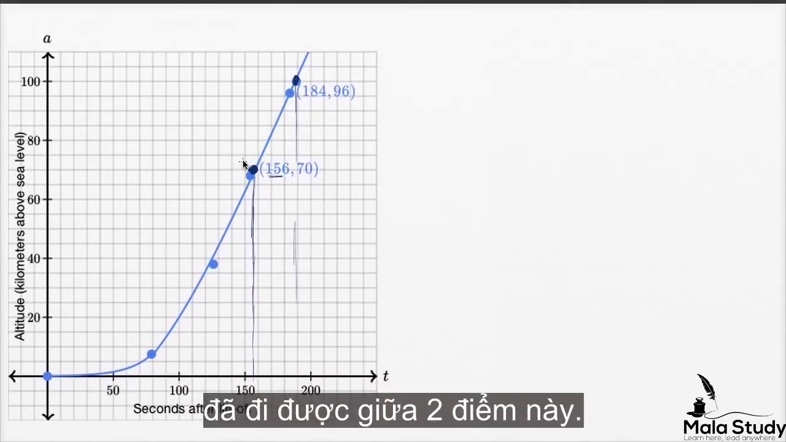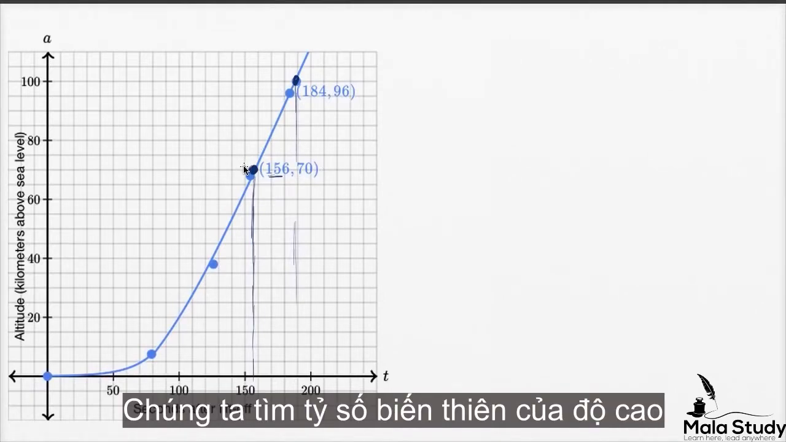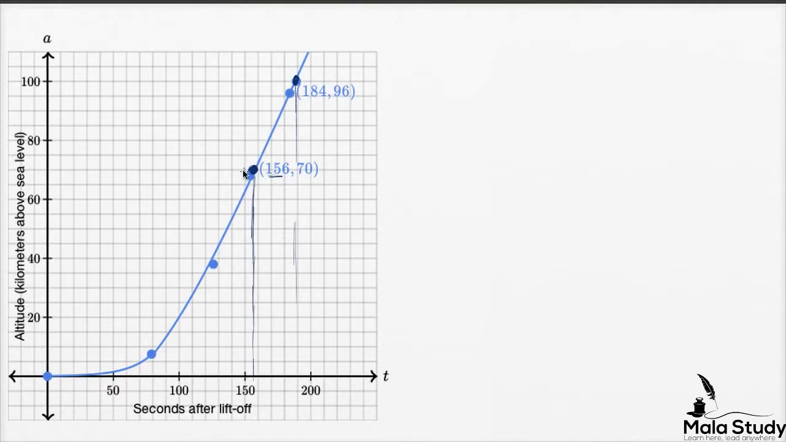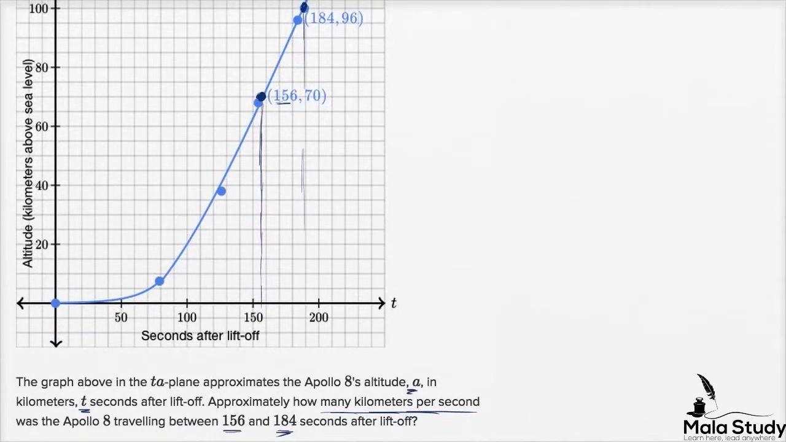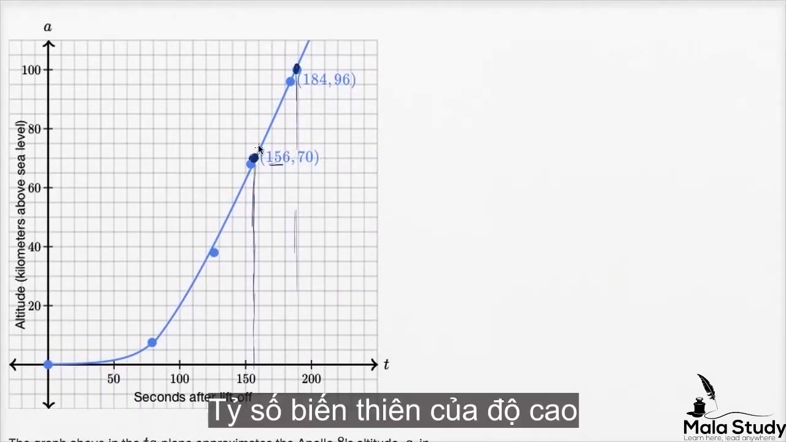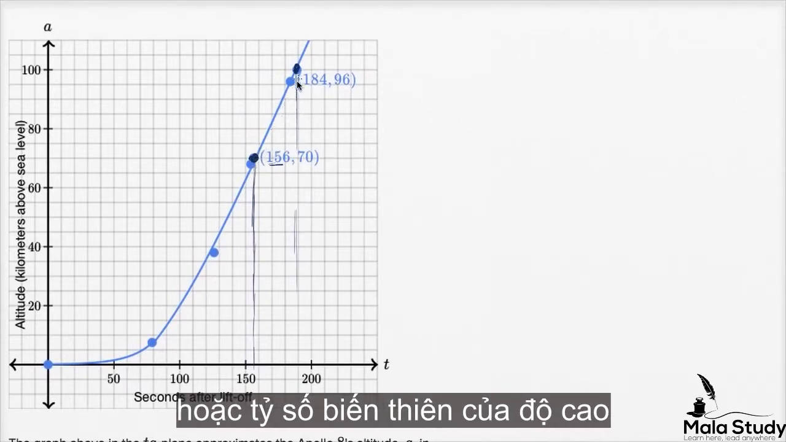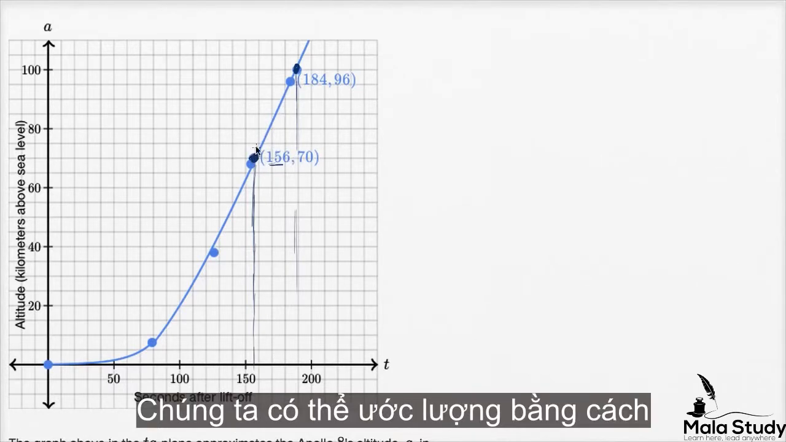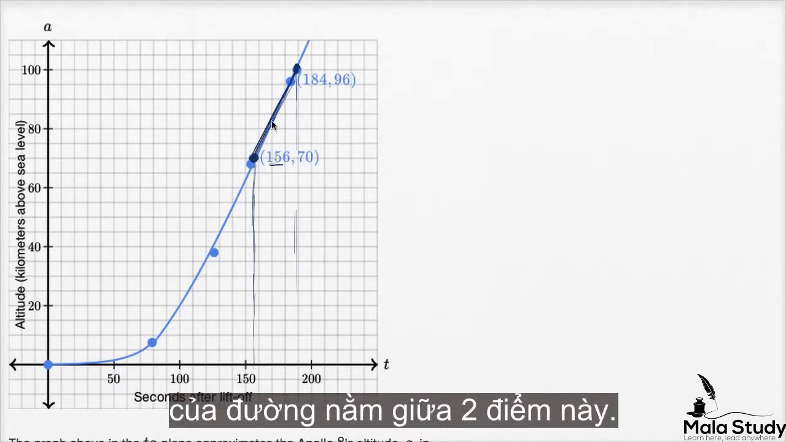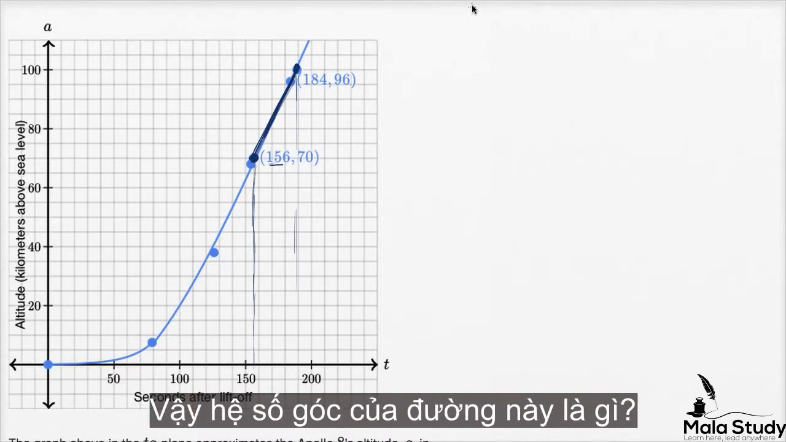So if we want to approximate how many kilometers per second the Apollo 8 was traveling between those 2 points, we're figuring out the rate of change of altitude. And we should really be talking about kilometers per second in the vertical direction, if we want to be a little bit more precise. But that would be just the rate of change in altitude with respect to time. And we can approximate that by finding the slope of the line between these 2 points. So what's the slope of that line?